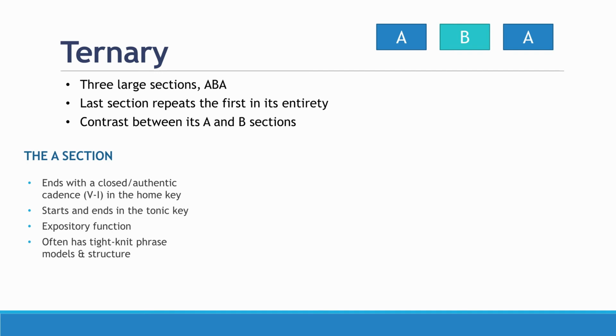The A sections will have expository function, like binary and rounded binary. They're going to present a theme. And very often they have tight-knit phrase models and phrase structures, so they're often regular length phrases, and they don't tend to feature a huge amount of deviations. Although take that one with a grain of salt, it kind of depends on the scope of your piece.